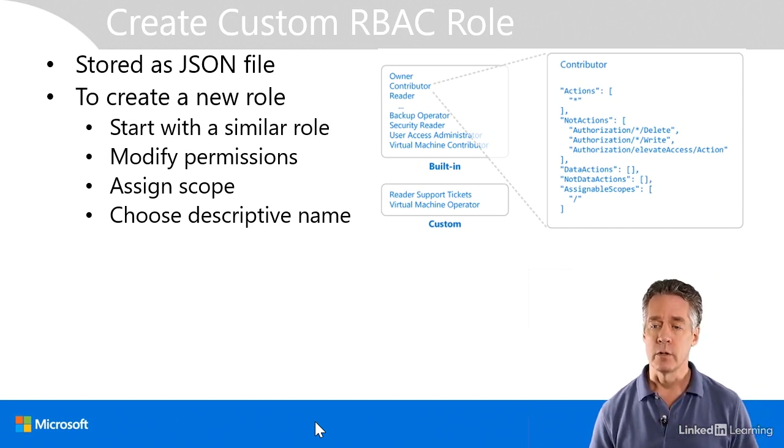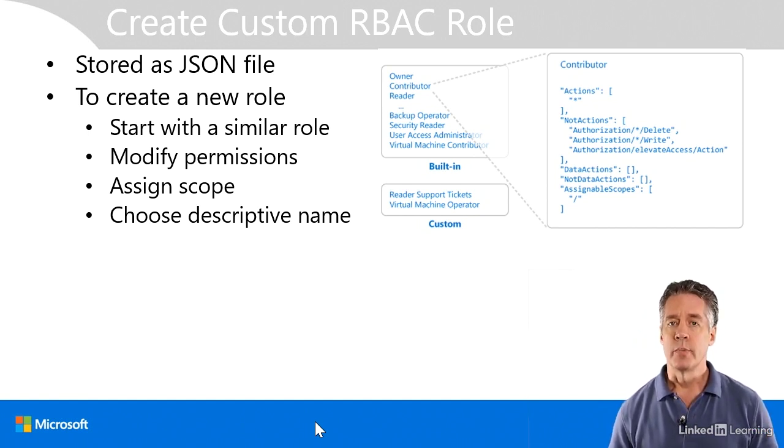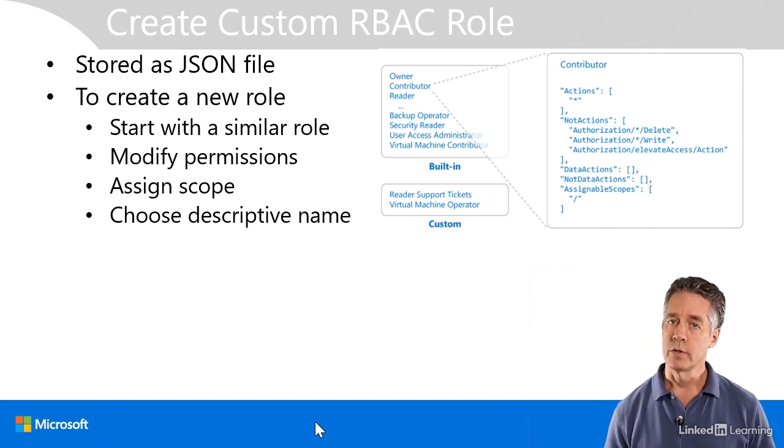There's an easy way to do that in the portal that I'll show you in just a moment. So you start with a similar role, you modify the permissions, then you can assign it to a scope. A scope would be either a resource group or a subscription, something like that.